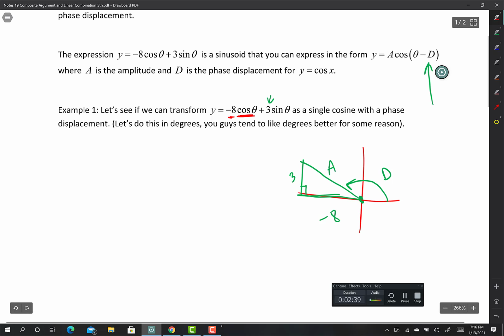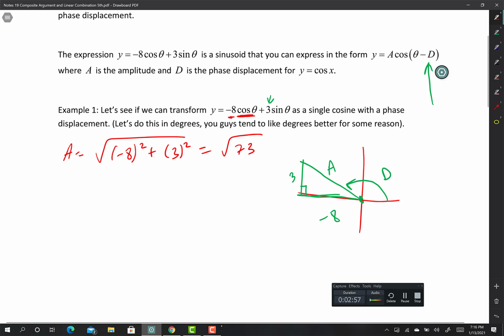So here we go, guys. Amplitude equals the square root of -8 squared plus 3 squared. And yeah, I get it, you can just take away the negative on the 8. So that's 64 plus 9, that's 73. So keep it as the square root of 73.